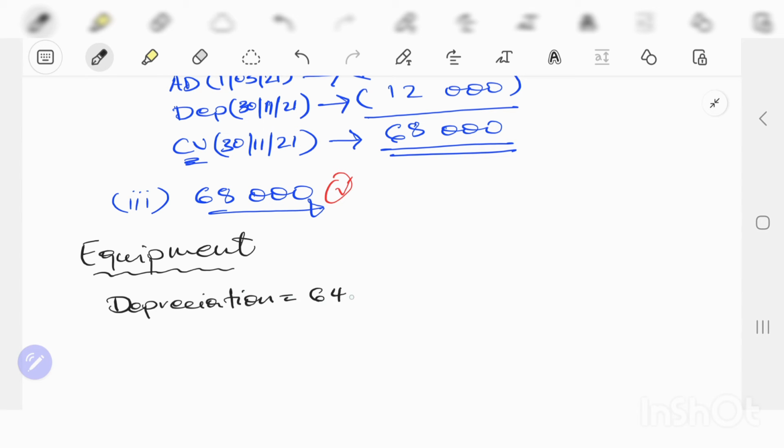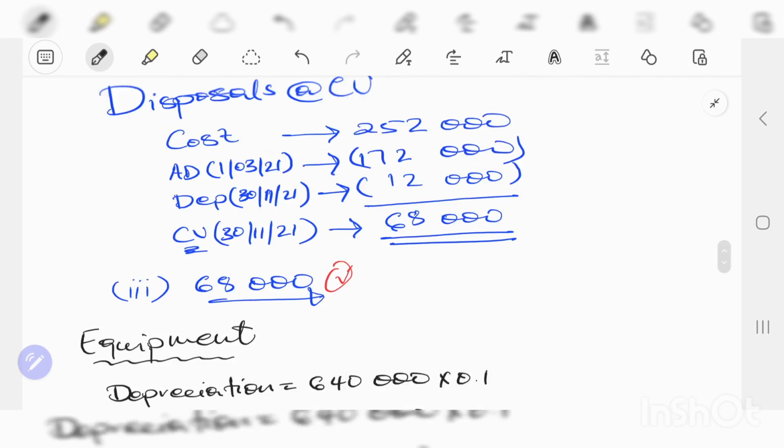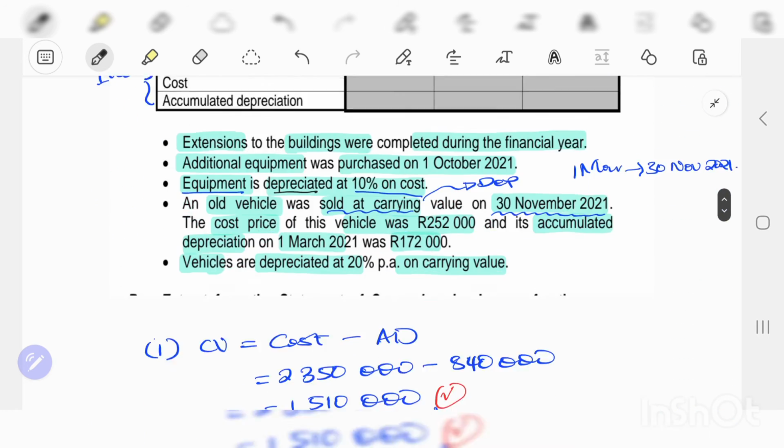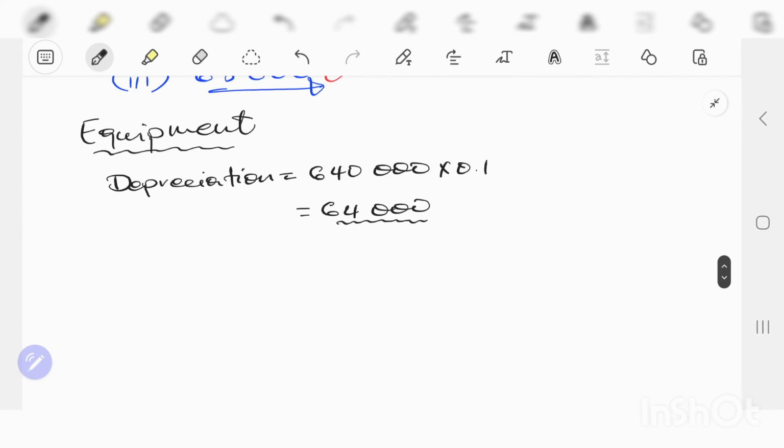So we are going to say depreciation is equal to 640,000 multiplied by 0.10. And this is going to give us 64,000. So the depreciation is 64,000. And remember what I said. I said that the depreciation for this year should not exceed 28,000. Because if it exceeds 28,000, you are going to have a negative carrying value. Sorry, not a negative cost. You are going to have a negative carrying value. So we have a limit.